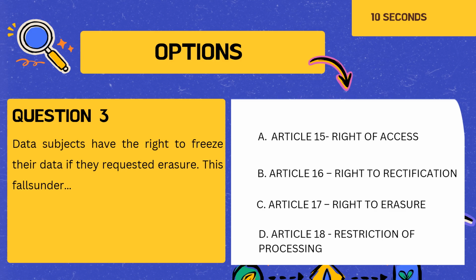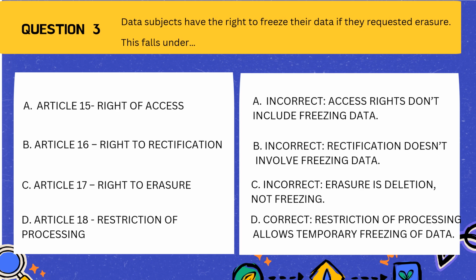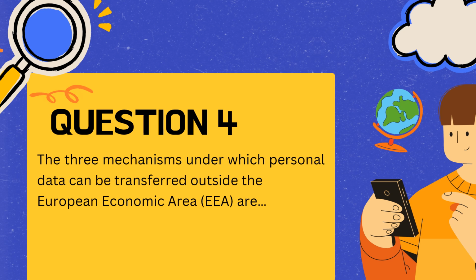Time's up. So if you look at the question very clearly, it is basically focused on the right to freeze their data. So in all the four options, Article 18, restriction of processing, has one feature of restricting the processing of the data. That means freezing of data at the moment the right was invoked. Moving on to question 4.